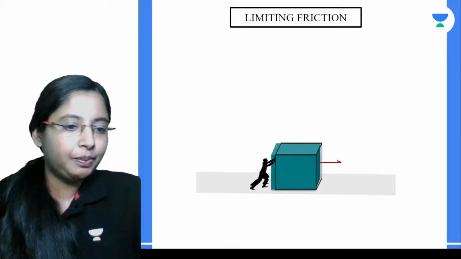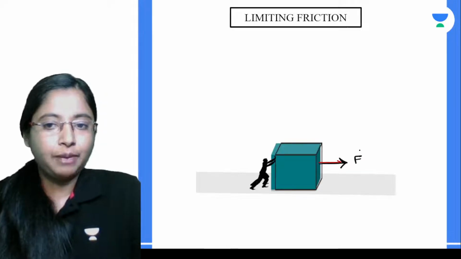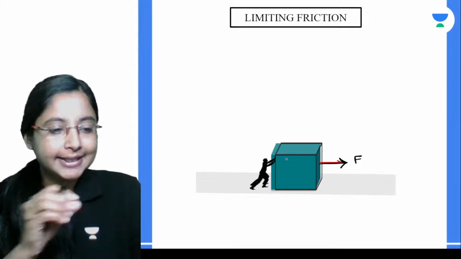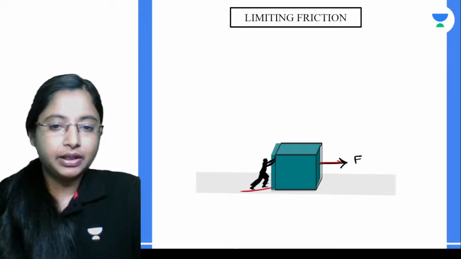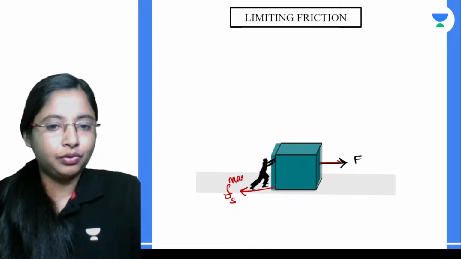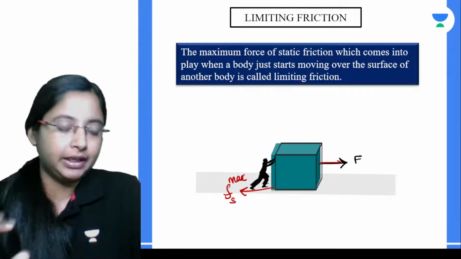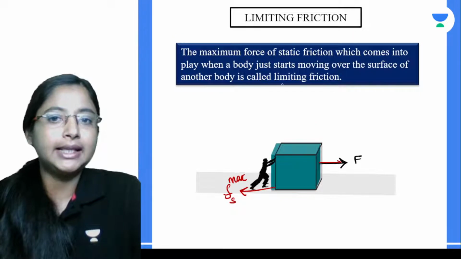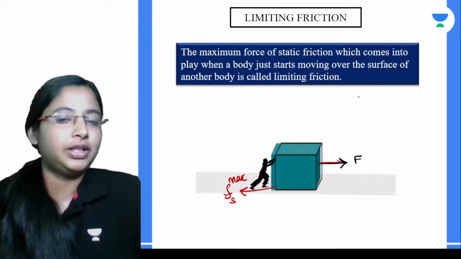So this is the direction of your applied force. For this applied force, the object has just begun to move. In this case, the force that we see is basically a limiting force. And limiting force is nothing but the maximum limiting friction, and that limiting friction is nothing but the maximum static friction that we see.